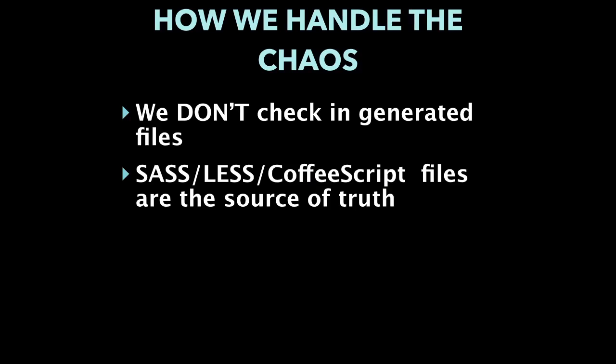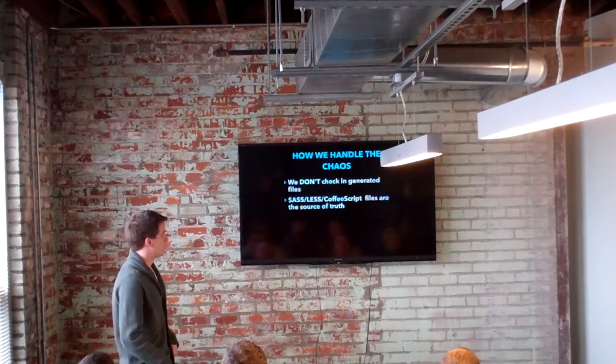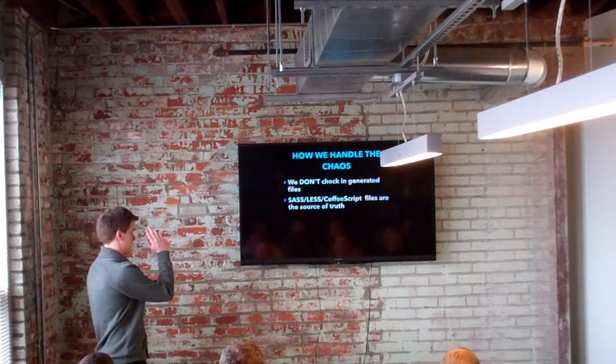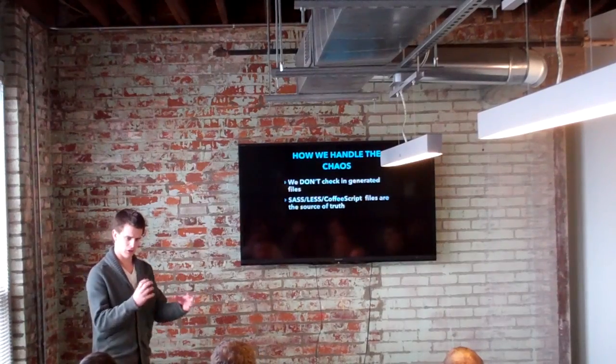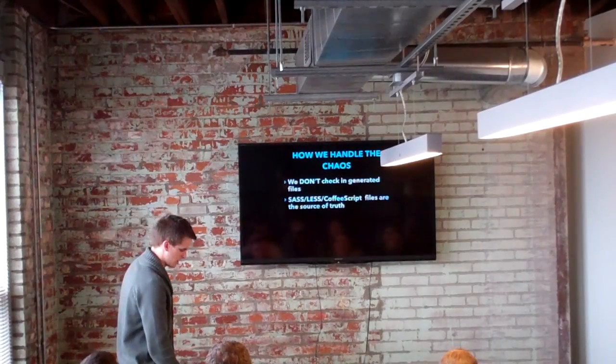At Sparkbox, we handle this by not checking in the generated CSS or JavaScript. So those just become kind of a build artifact of the process. We don't check those into our source control. We don't care about those. The Sass and CoffeeScript files are now our source of truth. That's what we're worried about.